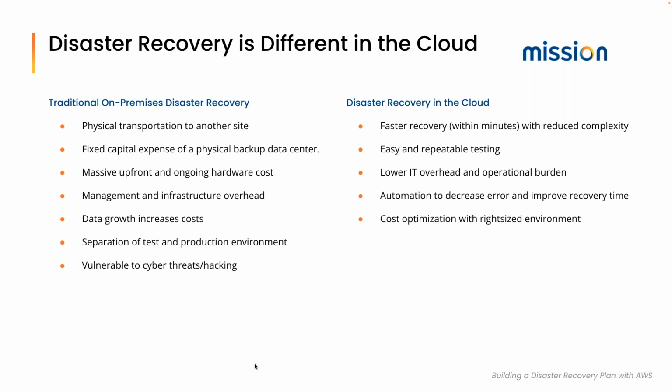So AWS allows you to trade the fixed capital expense, or CapEx, of a physical backup data center for the variable operating expense of a right-sized environment in the cloud, which can significantly reduce your costs. If your workloads are on AWS, you don't need to worry about data center connectivity, with the exception of your ability to access it. Power, air conditioning, fire suppression, hardware, all this stuff is managed for you, and you have access to multiple fault-isolated availability zones.